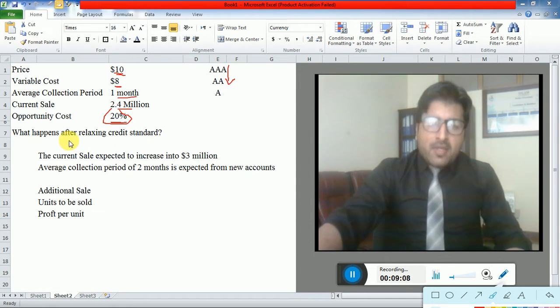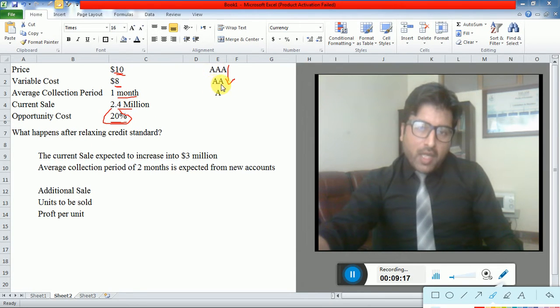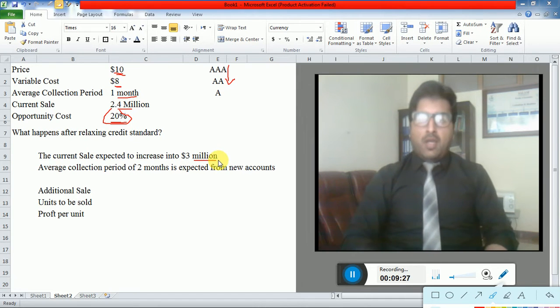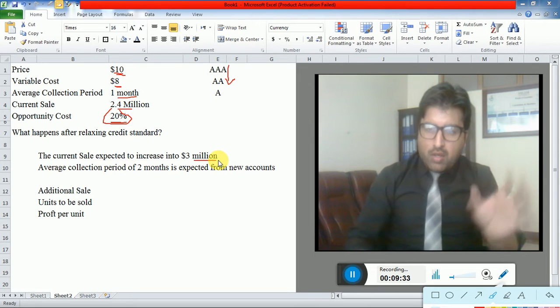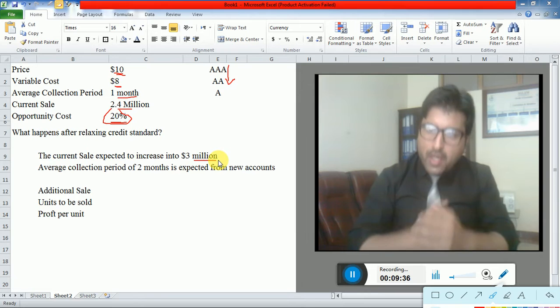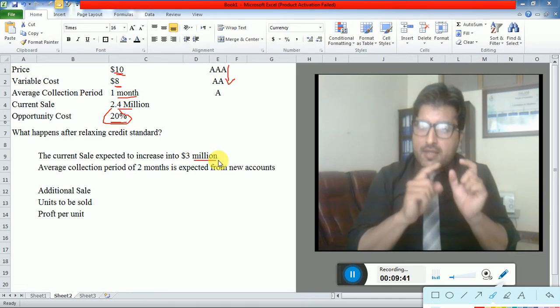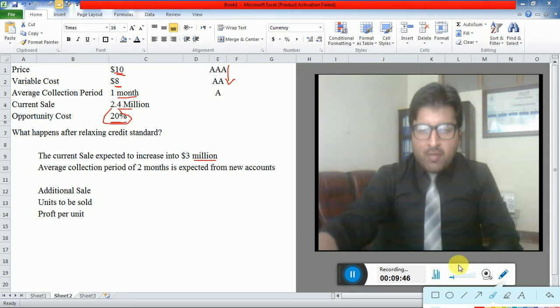So what happens after relaxing the credit standard? What happened? It means if Basket Wonder is lowering from AAA to 2A, what is happening here? Okay, the current sale is expected to increase to $3 million. Lower the credit standard from AAA to 2A, for example, or whatever other criteria of the standard, but you lower it, then there is the probability, right, that the sale will increase to $3 million, right? So how much can that be?